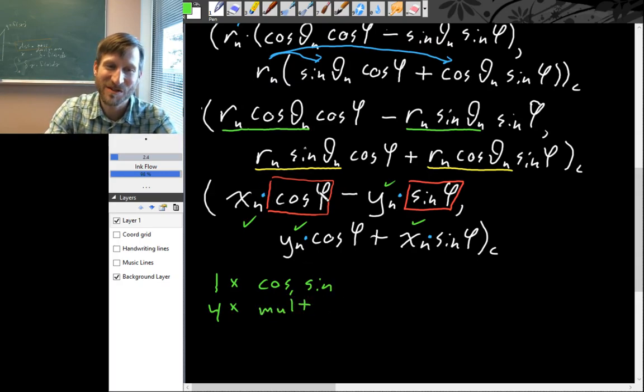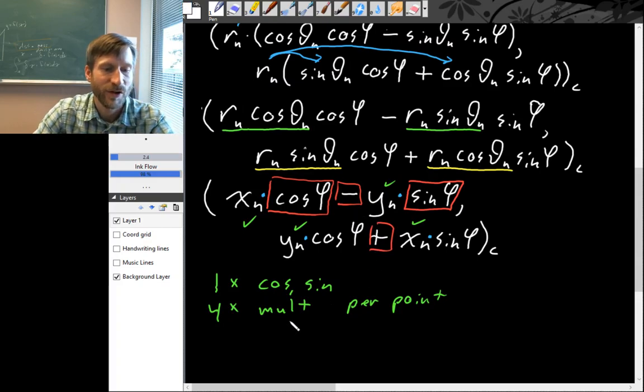But we're going to have to do this multiplication for each of our millions of points. So 4 multiplications, this is per point. And then also we have this subtraction and this addition. So an addition and a subtraction. Also, we have to do those per point.